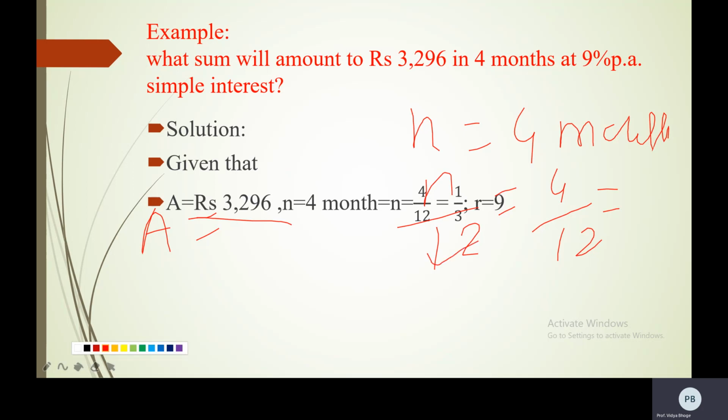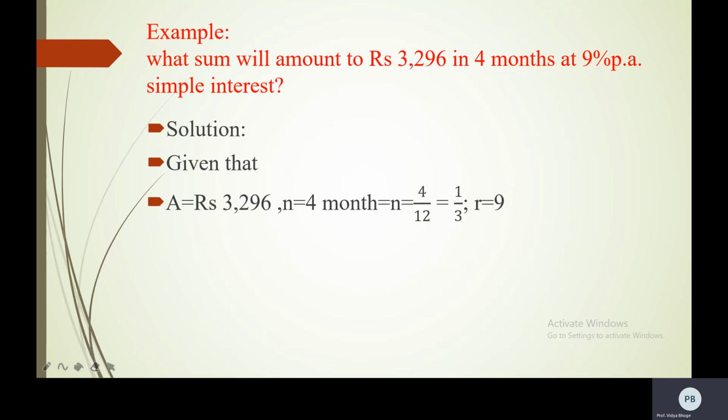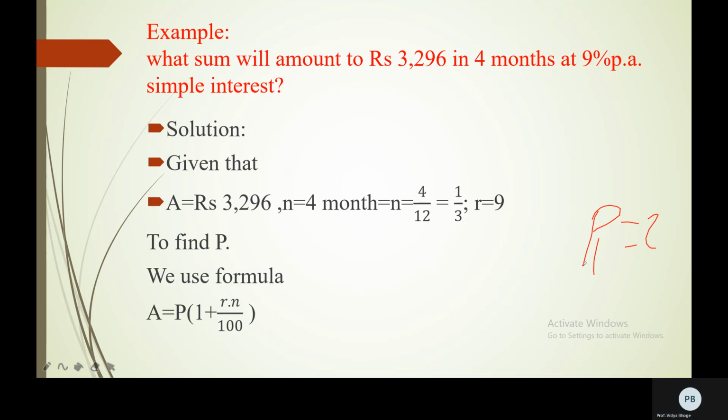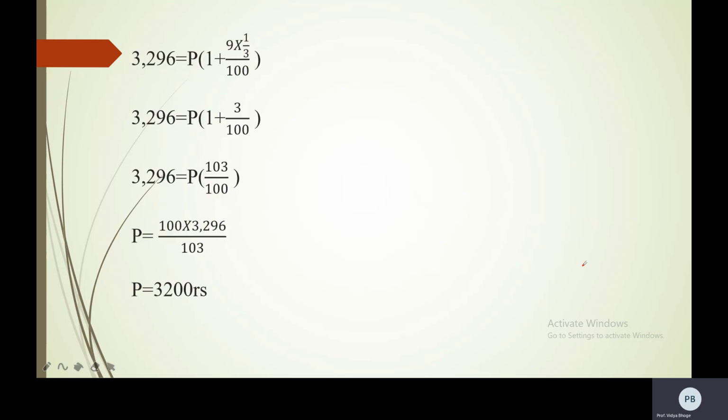R is equal to 9. Then by using the formula, we have to calculate the principal amount P. Here we are given the amount value, then N and R. From that we calculate P using the formula A is equal to P in bracket 1 plus Rn upon 100. Putting all the values in the formula, we get this term. If we divide 9 by 3, we get 3.